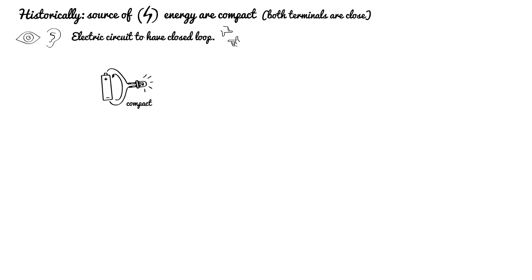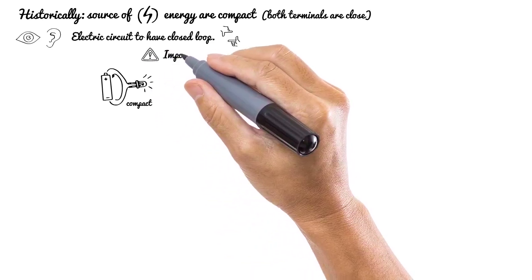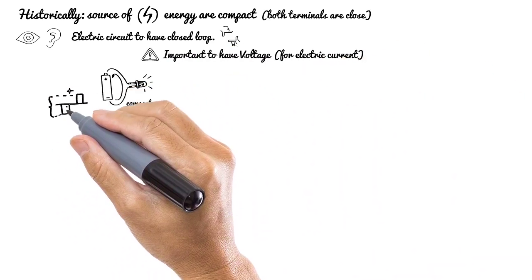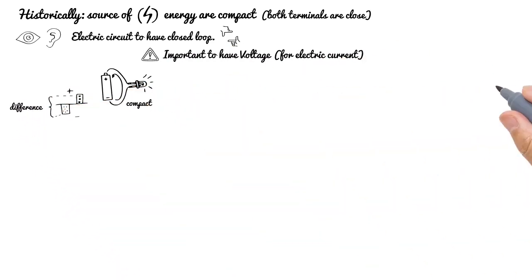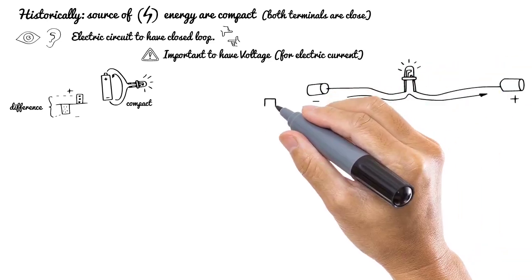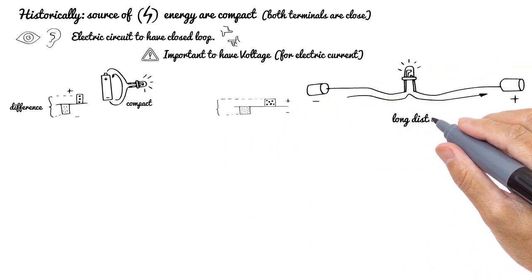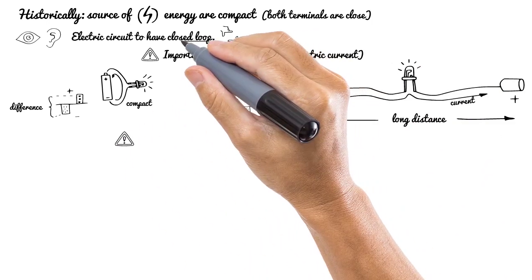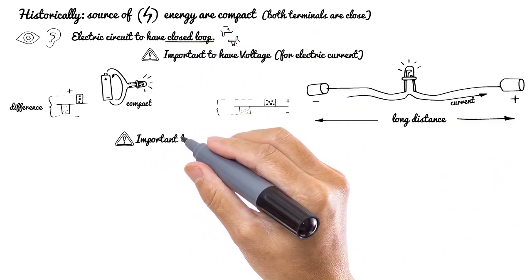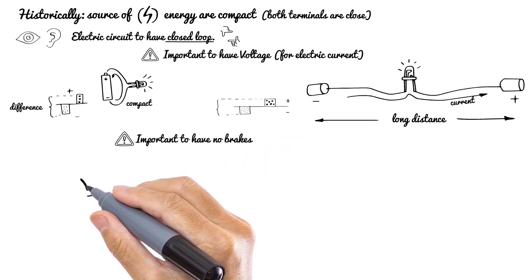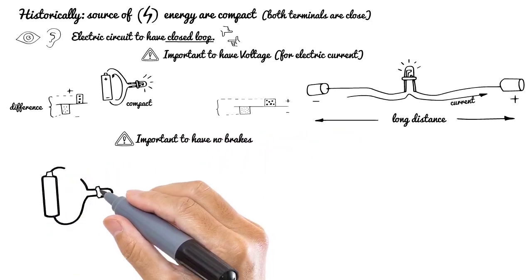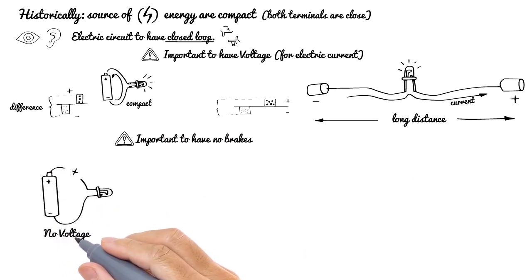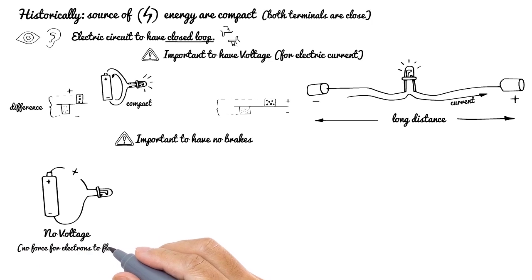I want to pay attention that for electric current it's important to have a voltage, a difference in electrical potentials, surplus and deficit of electrons. And if you could have voltage miles apart, you still have electric current. What really might be important in closed loop terminology is to be sure that there are no breaks in the electric circuit on the way. Because if you have a break in your circuit somewhere in the middle, there will be no voltage applied and no force for electrons to flow.